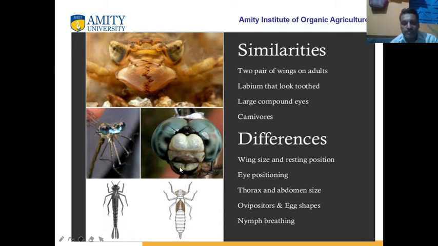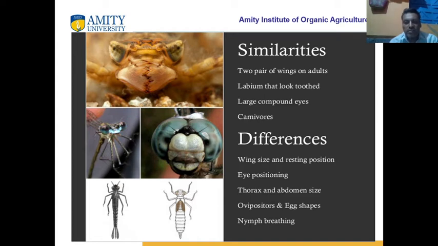This tooth-like structure is nothing but the labium. Labium means lower lip. The dragonflies are carnivores or predators. They can eat mosquitoes, other soft insects, bees, and other small insects. So these are the common characteristics of dragonflies and damselflies.